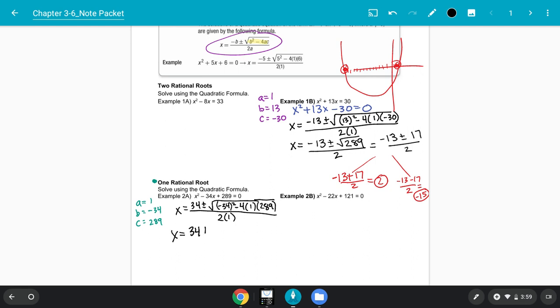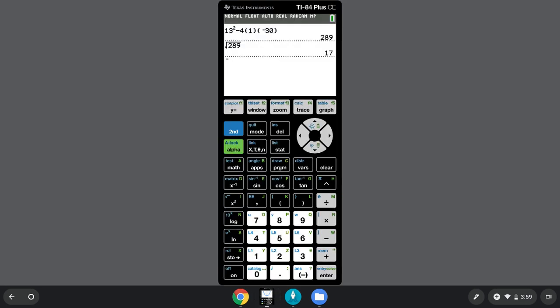So we're going to have 34 plus or minus the square root of, let's see what comes out. Negative 34 squared. Okay, negative, I'm going to put this in parentheses. If you don't, it's going to mess it up. It'll come out wrong. So if you have a negative that you're squaring, make sure you put it in parentheses.